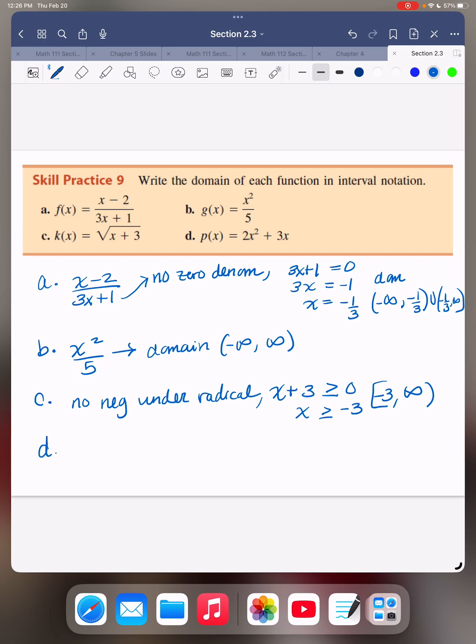For D, we're working with a quadratic, but it's a polynomial function, and there are no restrictions. There's nothing that will make 2x squared plus 3x have an issue. So in this case, we have all real numbers from negative infinity to infinity.